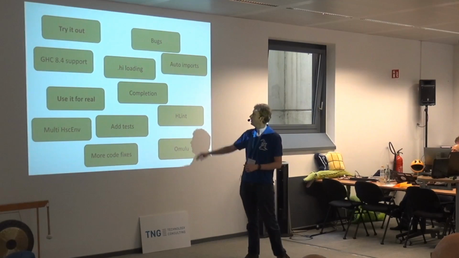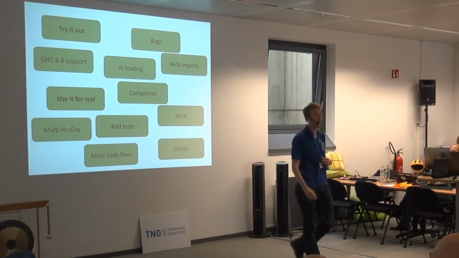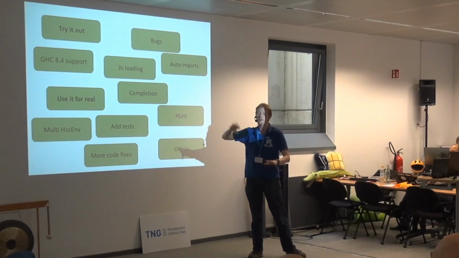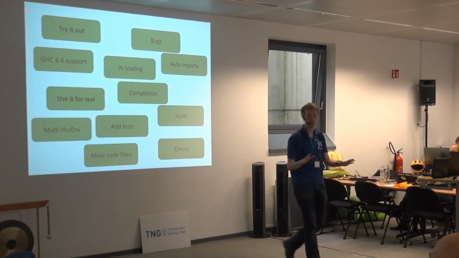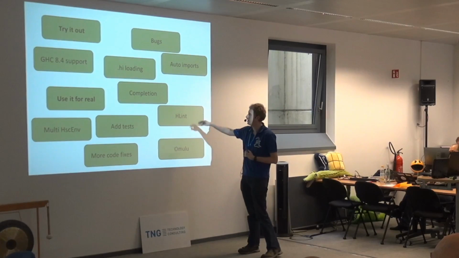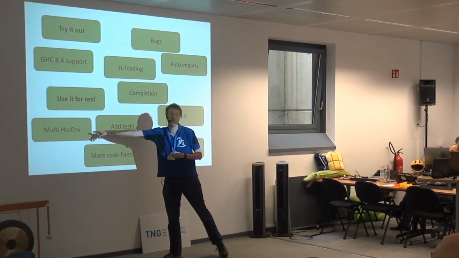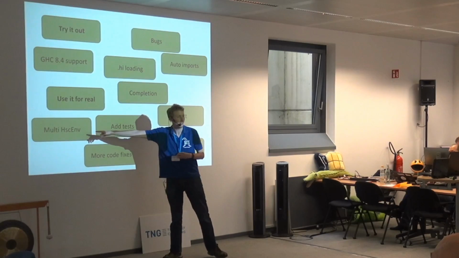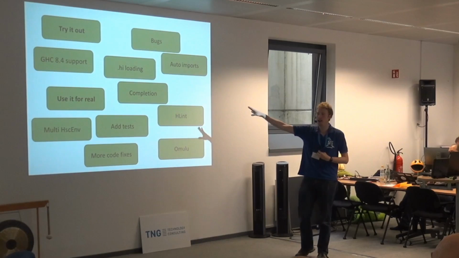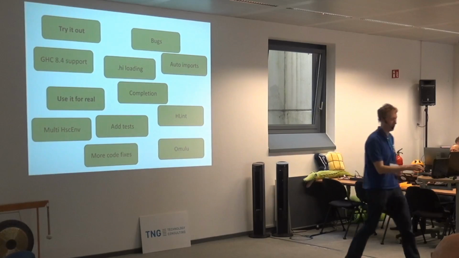So honestly, trying it out, seeing if it works for you, and if it doesn't, filing a bug, figuring out or fixing it, and using it for real are the most important things for the HighCore project. There are some other things like HLint, Ambiguous integration, adding tests, some things like multiple HSCs simultaneously, which I'm going to be talking to Matthew about. So there's lots of little projects to try, but if you just tried it out and used it, that would be the most useful thing for the project.